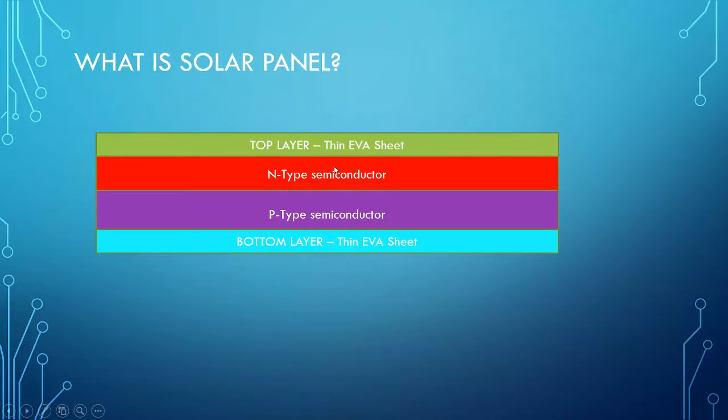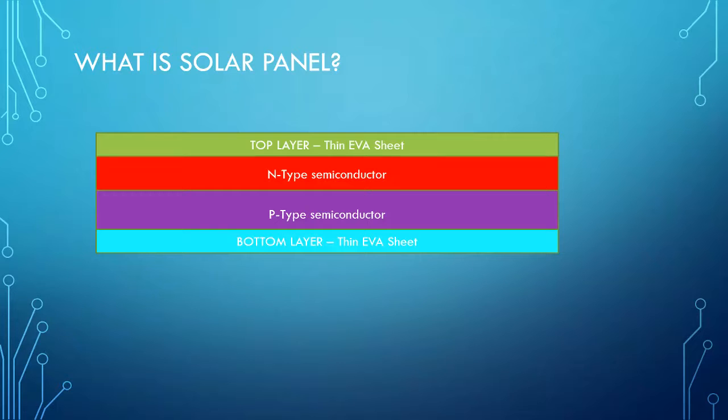In the picture you see the solar panel basically has four layers: top layer, bottom layer, and n-type semiconductor and p-type semiconductor in between. The top layer and bottom layer are made up of a thin EVA sheet. They are just for protecting the n-type and p-type semiconductor layers. This is a basic solar cell. If you take a single cell, it will be constructed like this only.